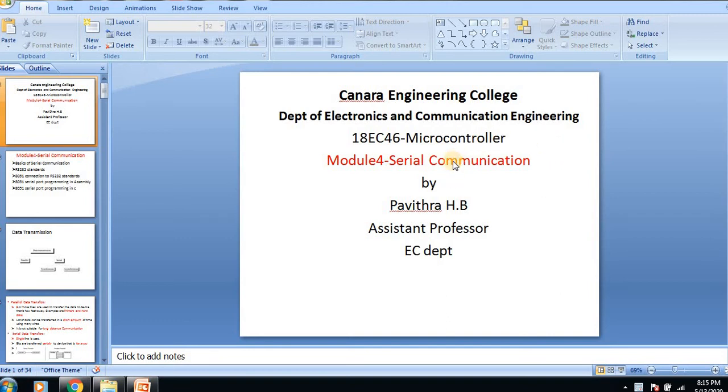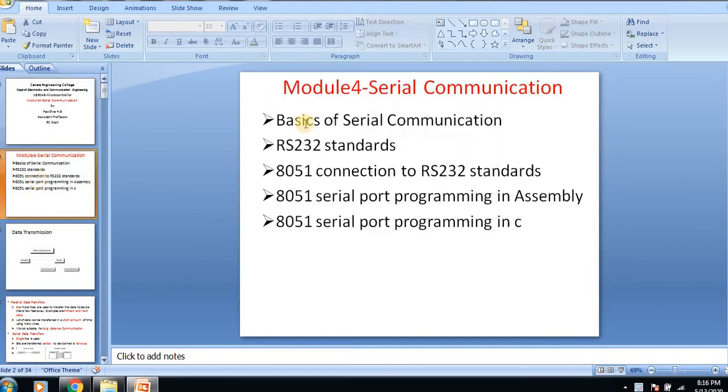In this video, I will be explaining serial communication, which is the next half of module 4. So in this part, we'll be discussing the basics of serial communication and the specifications of RS-232 standards and the connections between the 8051 and the RS-232 standards, and finally we'll be seeing some examples of serial port programming in assembly and C. So before discussing serial communication, first we'll see what is meant by communication.